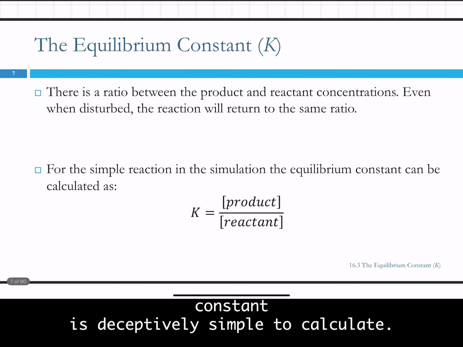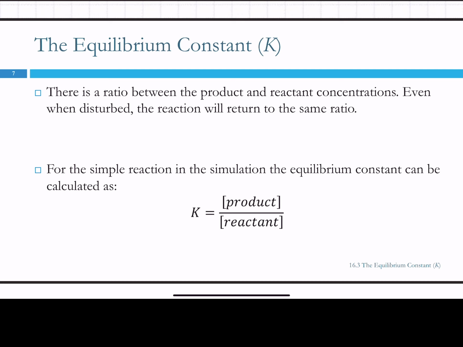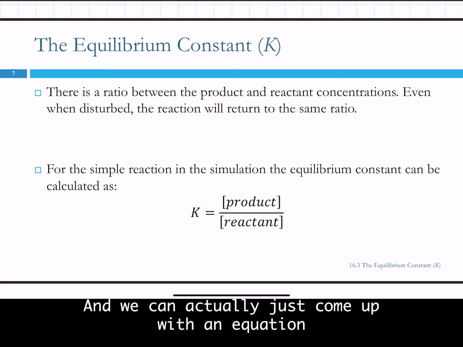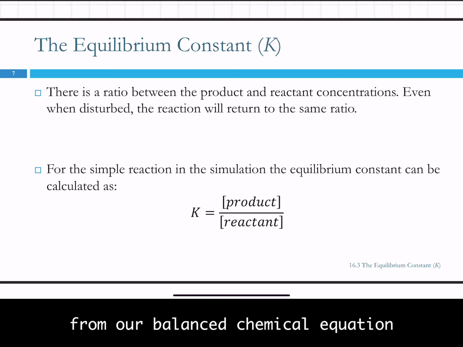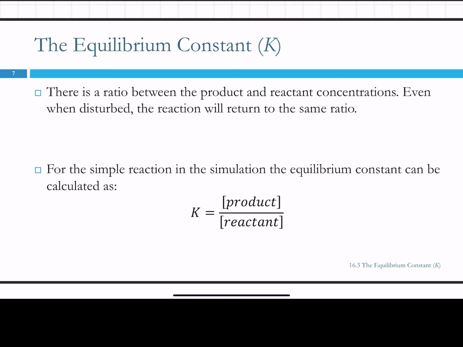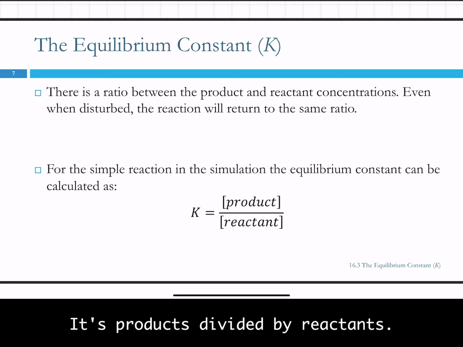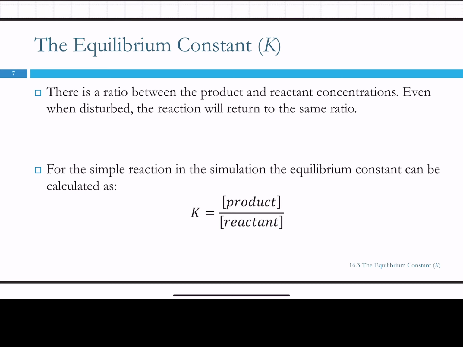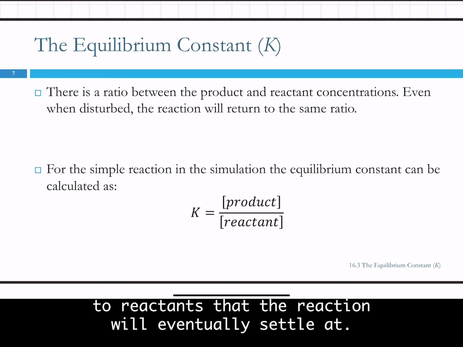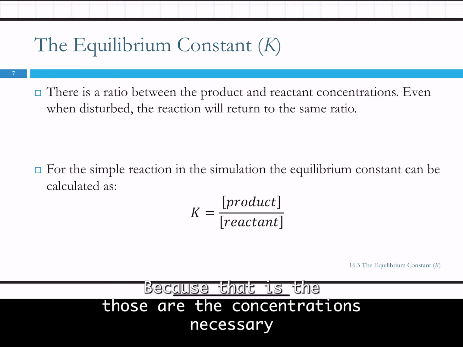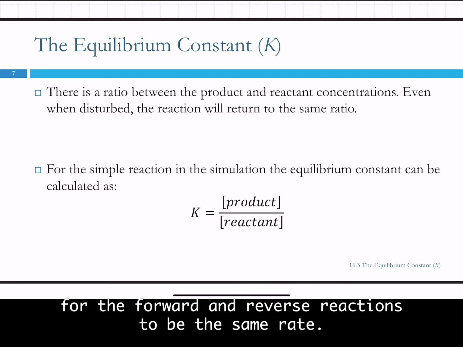The equilibrium constant is deceptively simple to calculate. And we can actually just come up with an equation from our balanced chemical equation to calculate K. So in the simplest situation, it's products divided by reactants. And that is the ratio of products to reactants that the reaction will eventually settle at, because those are the concentrations necessary for the forward and reverse reactions to be the same rate.